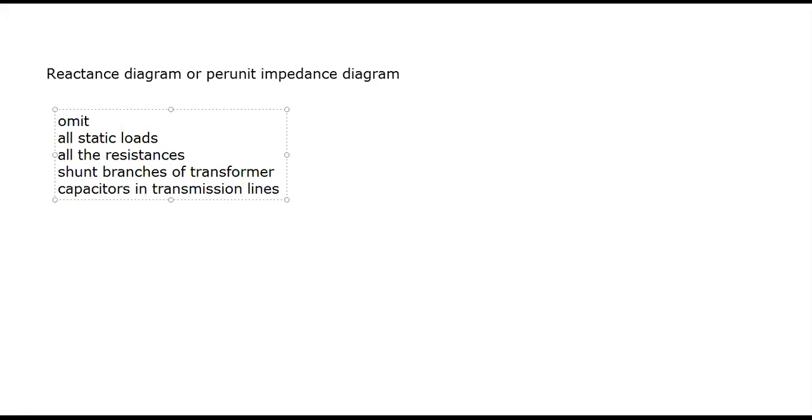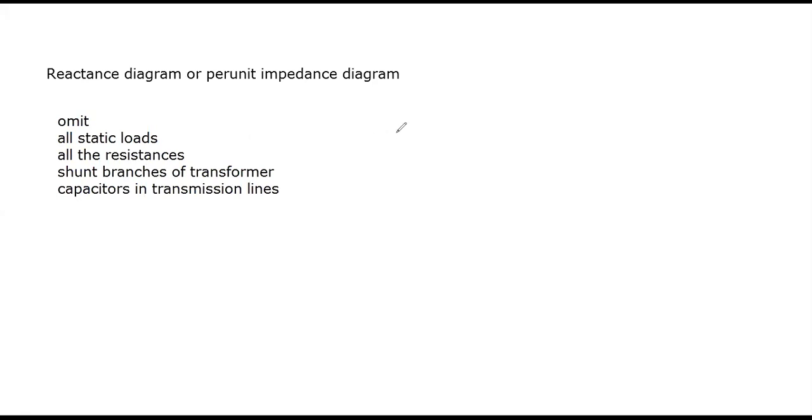Transmission lines. Okay, so in order to obtain the reactance diagram or per unit impedance diagram, these are the assumptions. First of all, we have to omit all the static loads, we have to omit all the resistances, we have to omit the shunt branch of a transformer, and we have to omit the capacitors of the transmission lines. So if we are considering all these cases and consider the impedance diagram we have drawn in the last class.